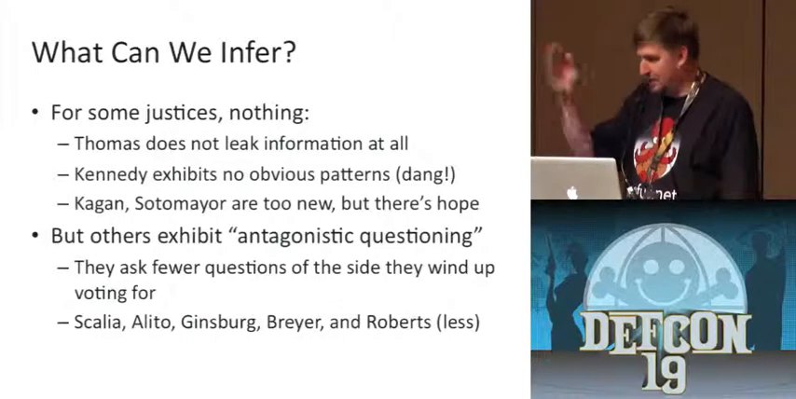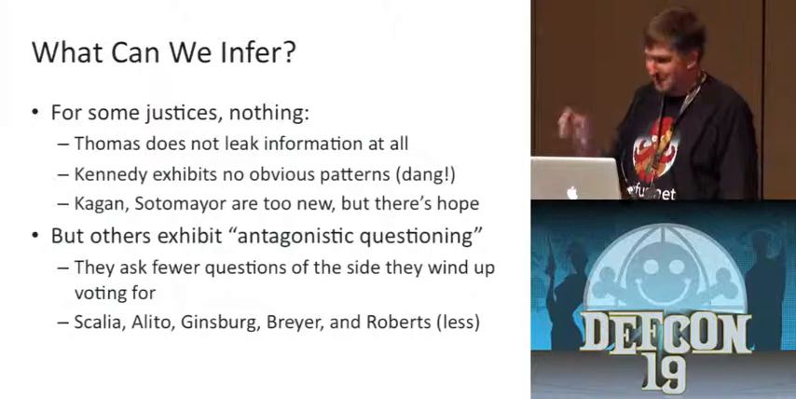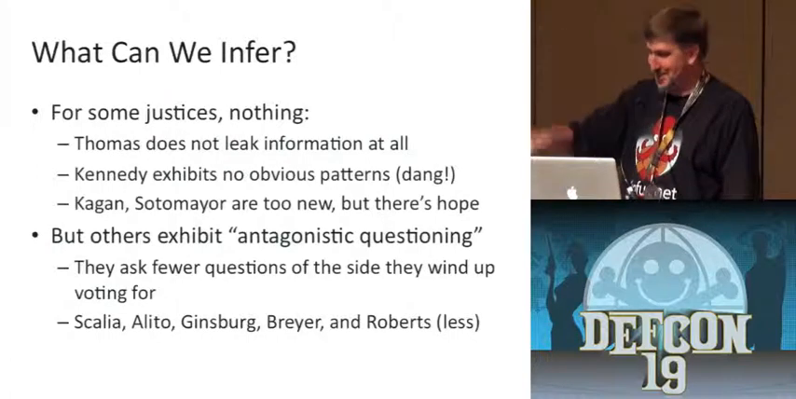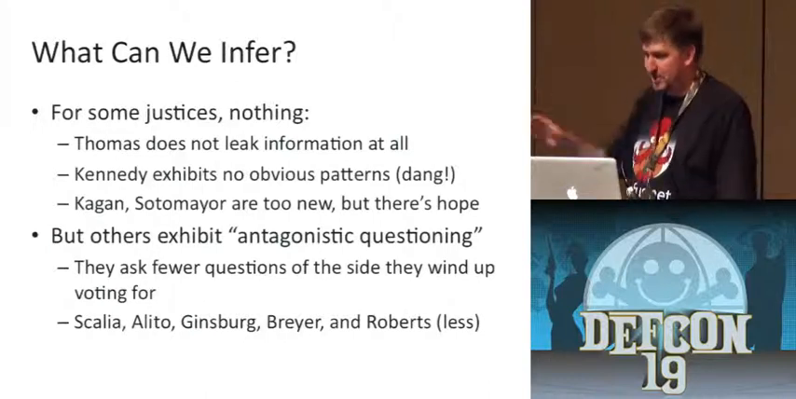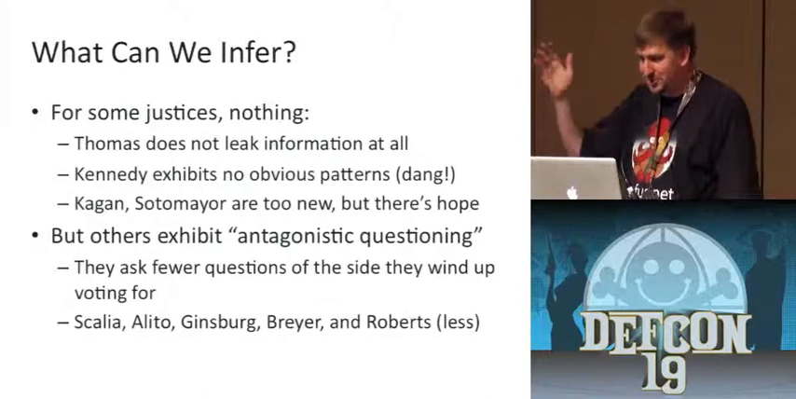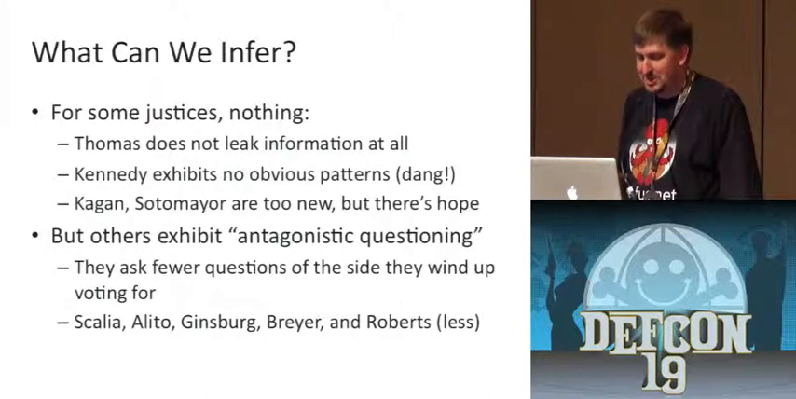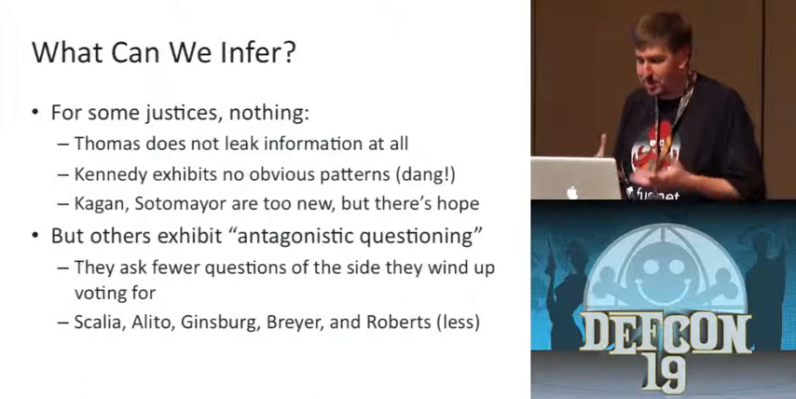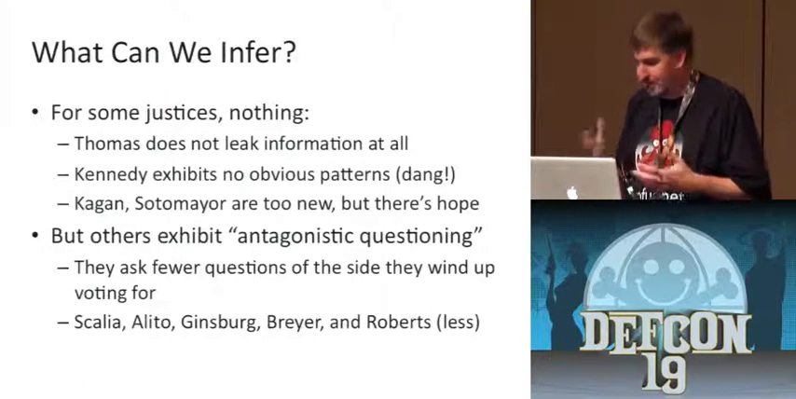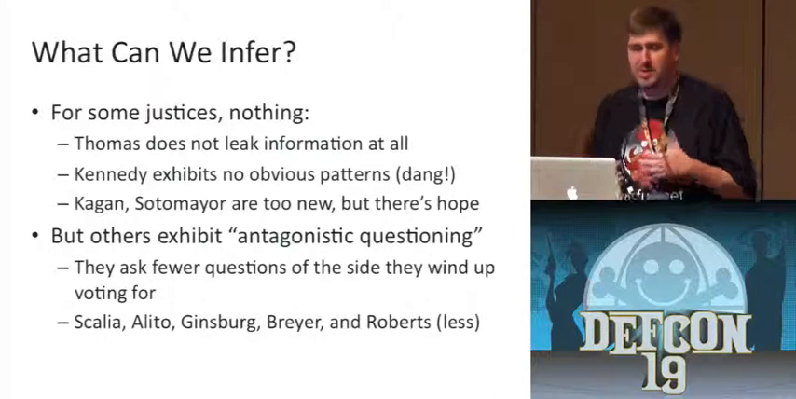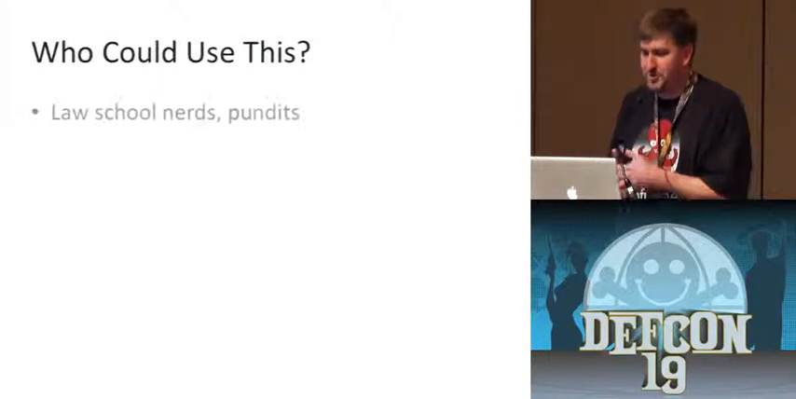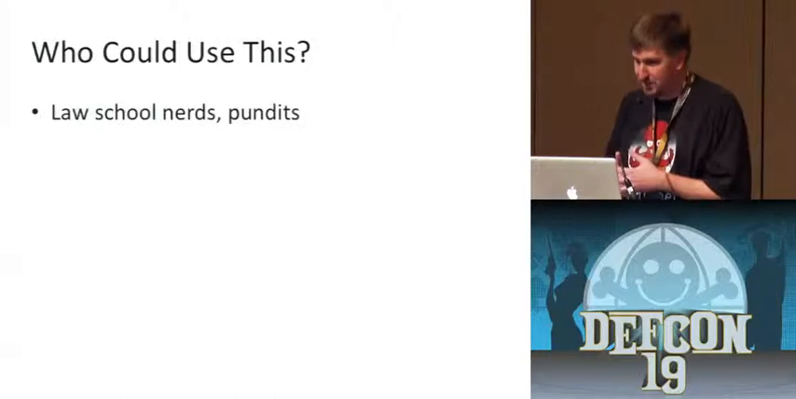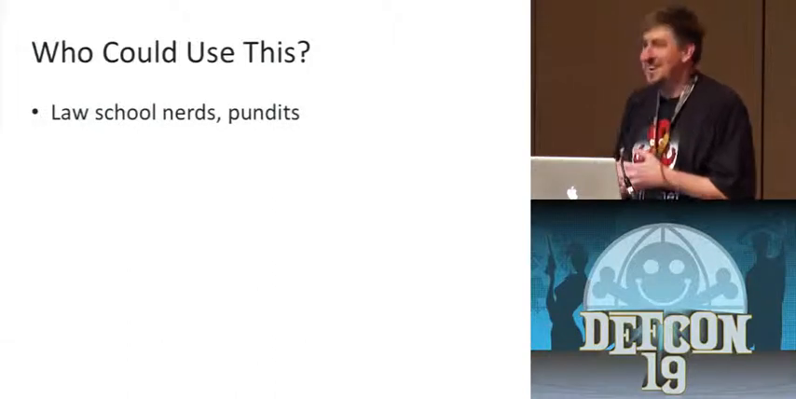The one that you'd really wish would leak some information is Justice Kennedy. He's generally considered the swing vote on divisive issues, and he exhibits no obvious patterns. So that's very frustrating. It would be great if we could have spotted something there, because we could really make some headway. But he's, as near as I can tell, a completely random questioner, just popping in out of nowhere with no obvious agenda, and you can't tell what he's going to do.